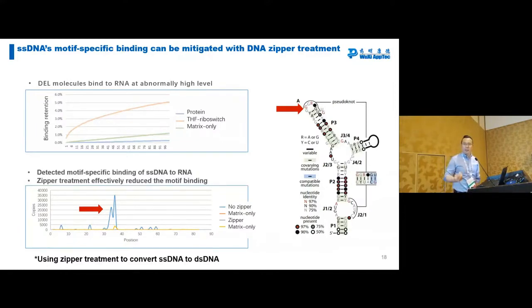So here we employed a method called DNA zipper. Basically, we use a polymerase that converts the single-strand DNA region to double-strand DNA, and that blocked that single-strand motif. In our experiment, after zipper treatment, we effectively removed all the motif binding on that single-strand region. Just showing on the plot here, the blue lines are without the zipper. With the zipper treatment, the detection is basically at baseline.